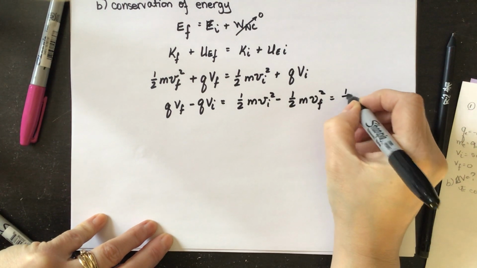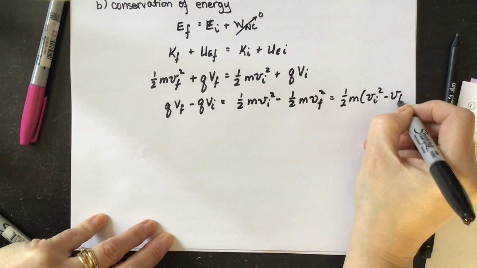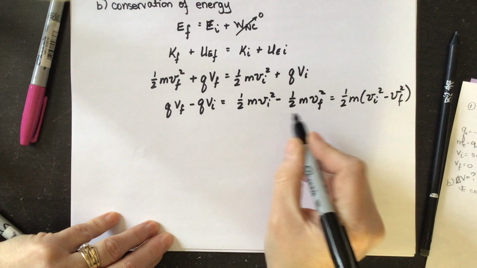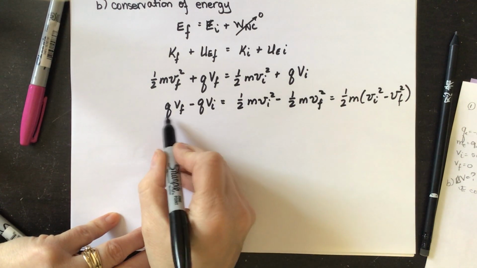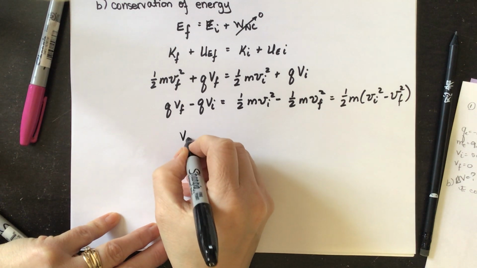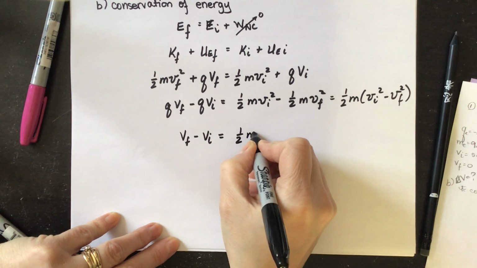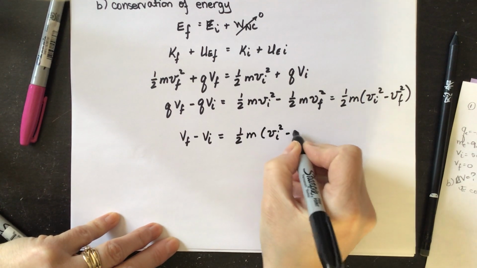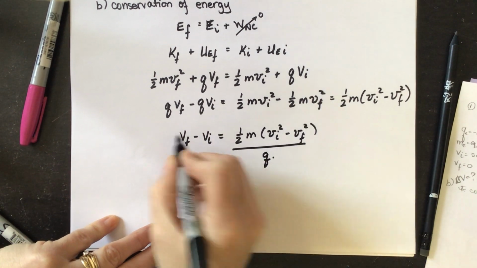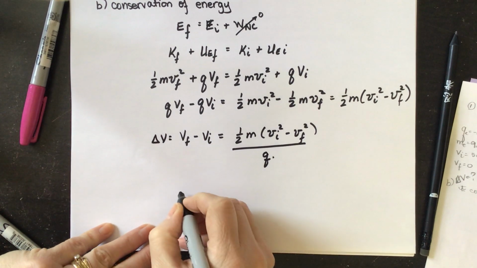You can take your half m outside if you wish. You certainly don't have to. And at this point, you could also plug in that your VF was equal to 0. I think I'll leave it general till I get to the end. I want to find my delta V, so I'm going to divide both sides by Q. VF minus VI equals 1/2 m (VI squared minus VF squared) divided by Q, and VF minus VI, that's the delta V we were asked for.